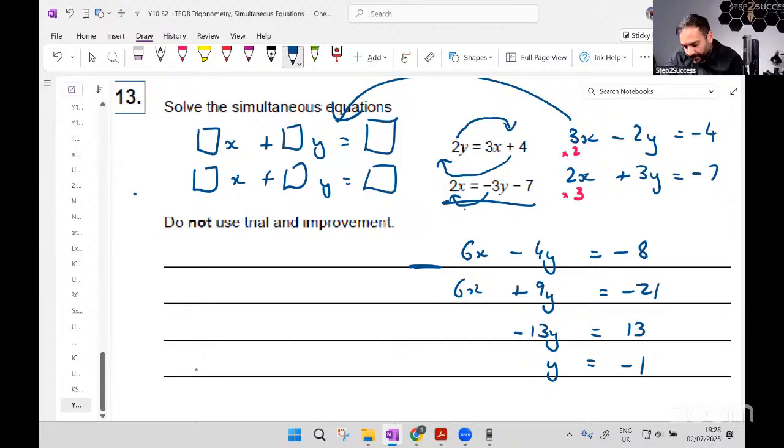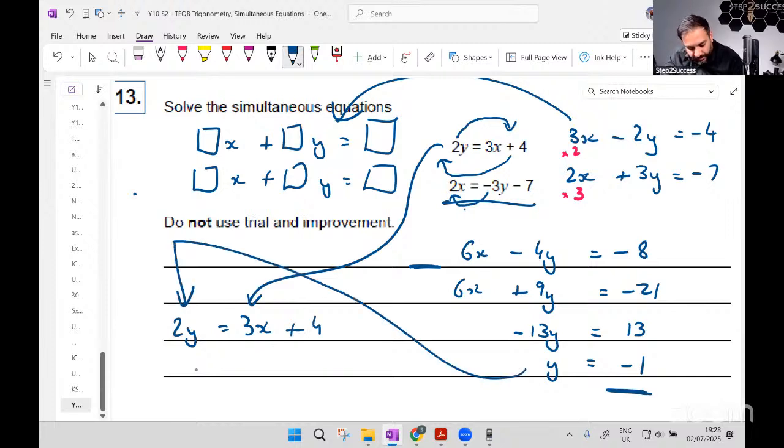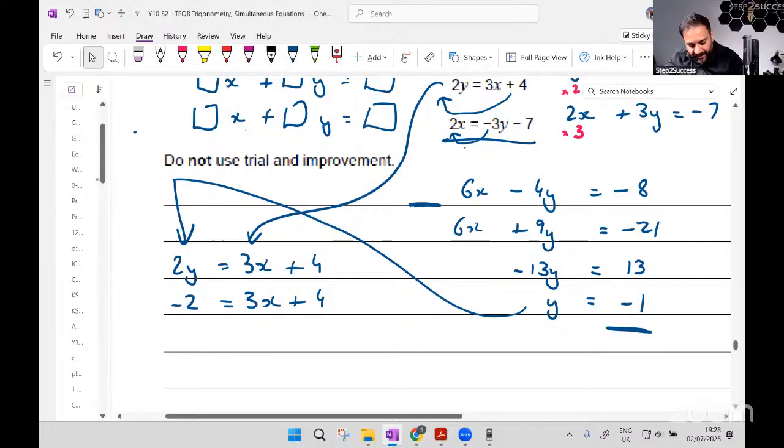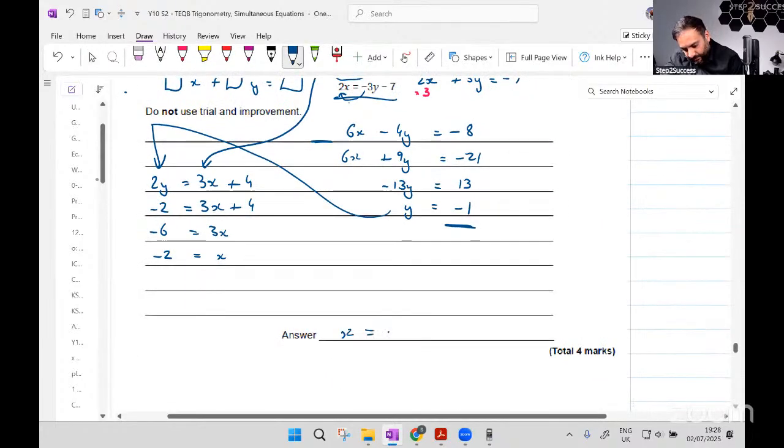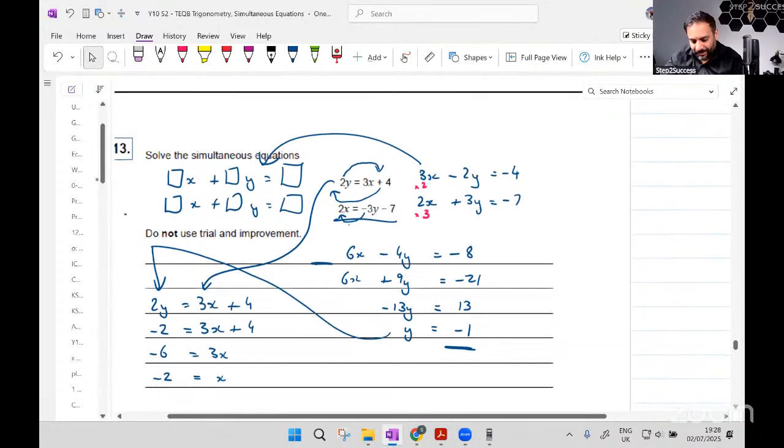Now that I've got y is minus 1, I'll go back to one of these equations. Let's say this one. Substitute this y equals minus 1 in. So 2 times minus 1 is minus 2. Then I'll rearrange this to find x. If I take away 4, I get minus 6 equals 3x. And if I divide by 3, minus 6 divided by 3 is minus 2, which means x is minus 2 and y equals minus 1 should be the answer to that question.